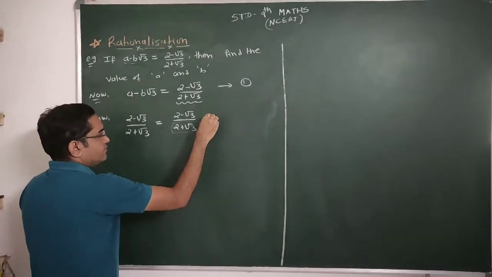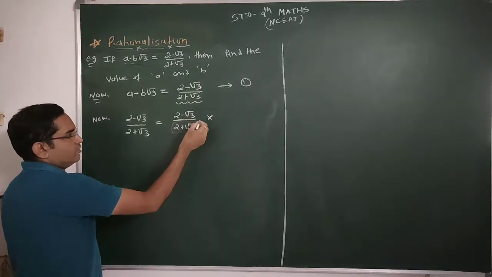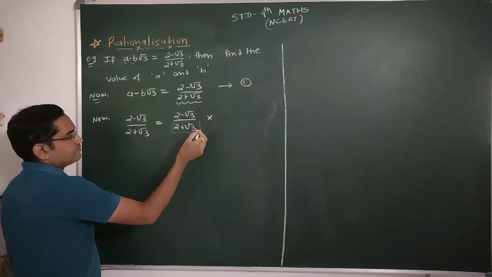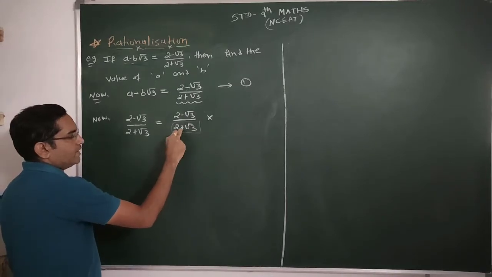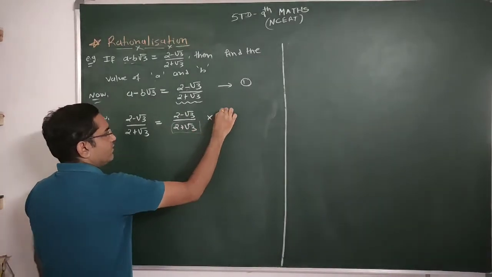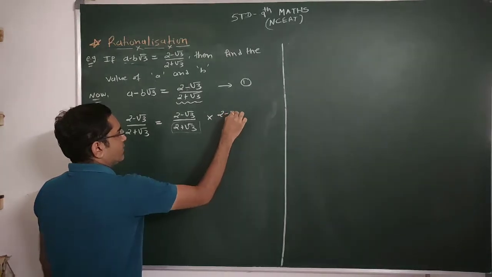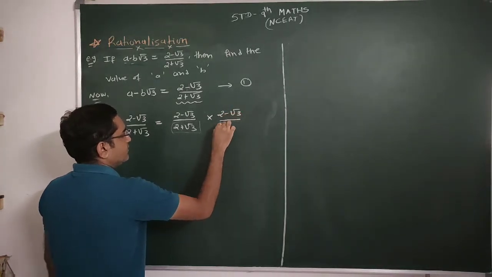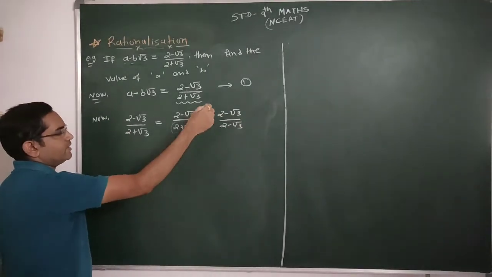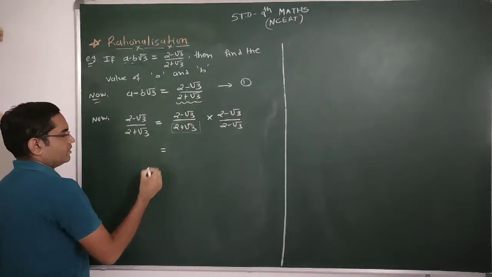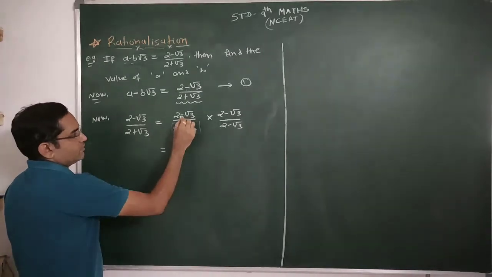So for that you have to multiply and divide the given number with the rationalization factor. The denominator has a minus sign and a plus sign, so you have to consider the minus sign. 2 minus root 3 is the rationalization factor. So multiply and divide by the same number. Now this is equal to simplification.